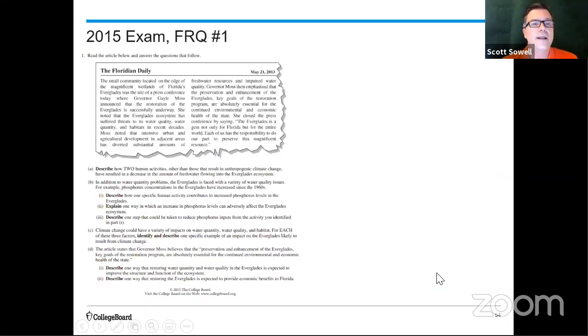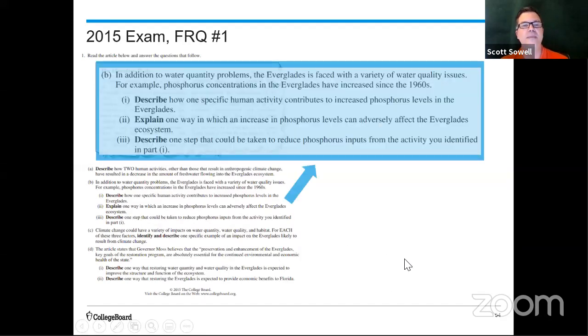So I want to point out a practice AP FRQ. We're not going to do this one, but I just want to point out one part of this. This is from the 2015 exam about the Everglades. It's a great question. Not that I'm biased for the Everglades from Florida, but it's a great question. But I want us to zoom in on part B here.